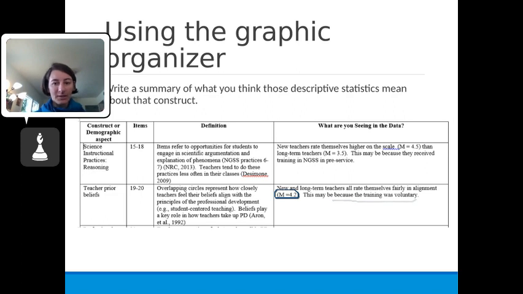So these are the kinds of things you can write up, and of course these are directly transferable to your findings. In terms of the open-ended questions, you saw the kinds of things that you can write up about those. You would essentially plunk those in here next to each construct.